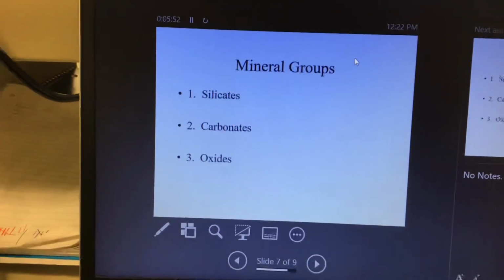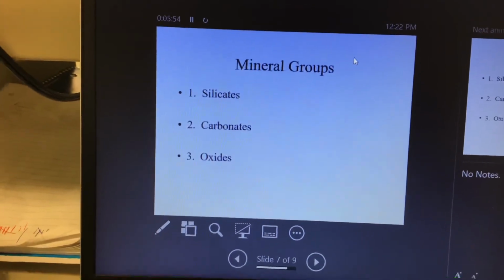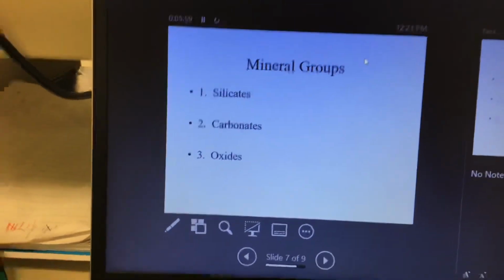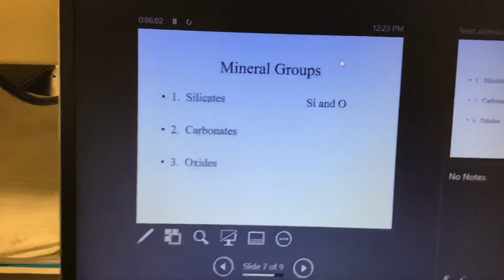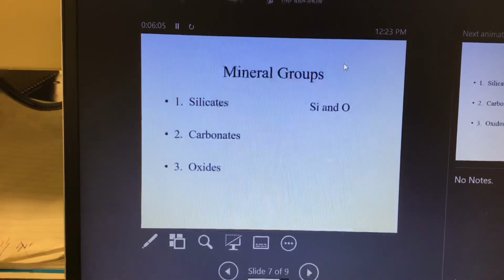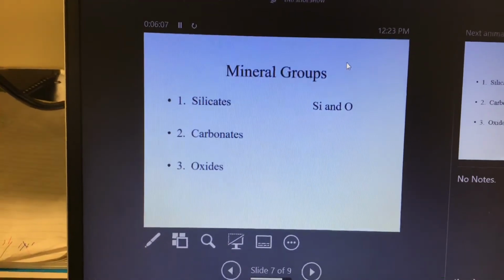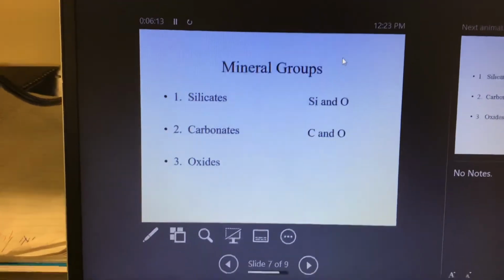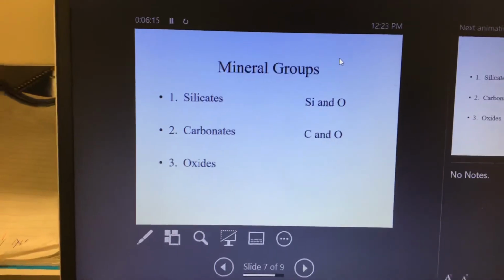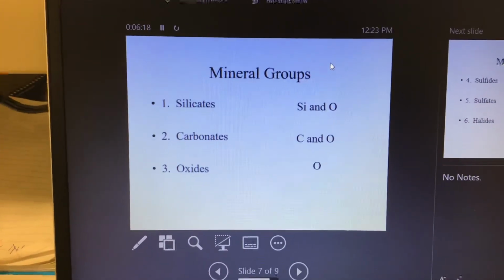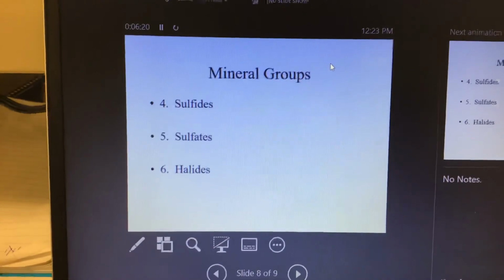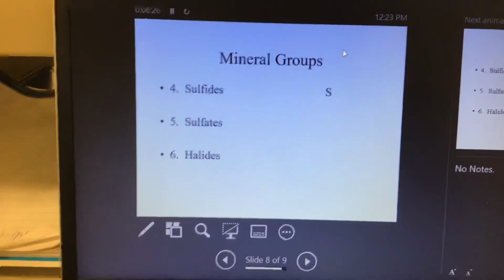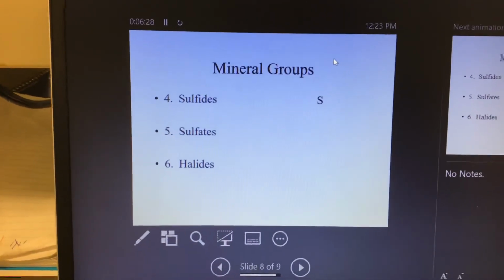You don't need to write this, but there are mineral groups. Silicates are going to be made up of some elements, and yes, you guessed it, silicon and oxygen. Anything that ends in -ates is made up of oxygen. So carbonates would be carbon and oxygen. Oxides would be just oxygen. A sulfide is made of sulfur. Sulfates, anything that ends in -ates, would be sulfur and oxygen.